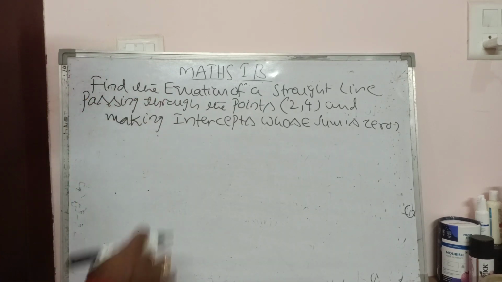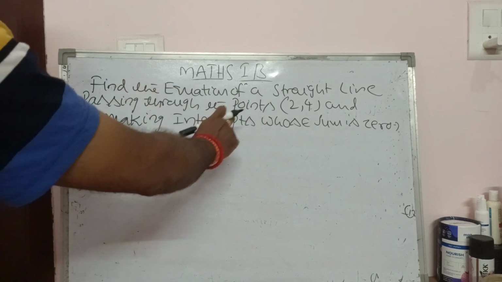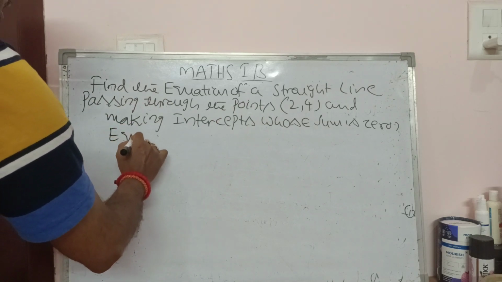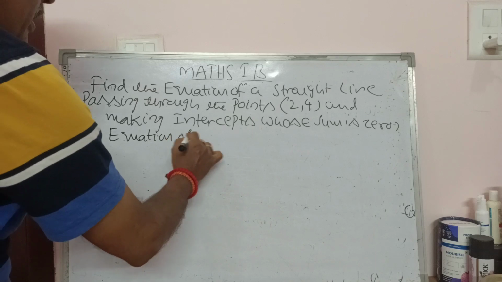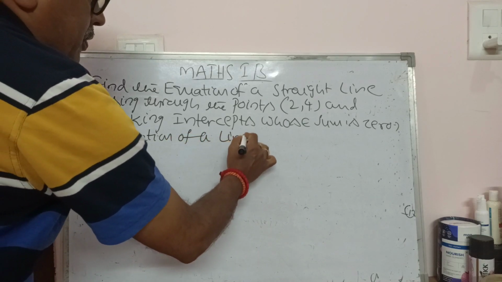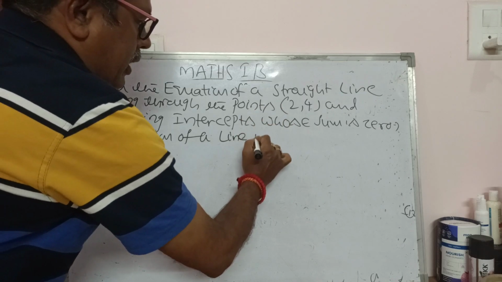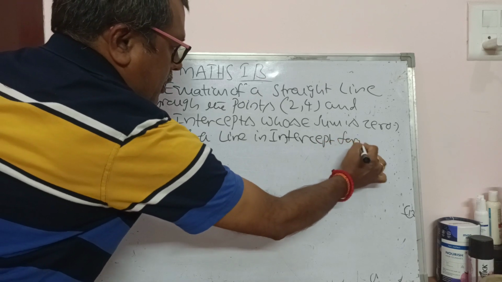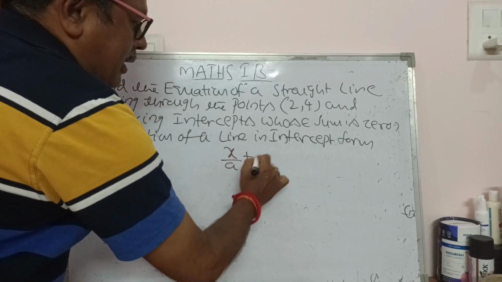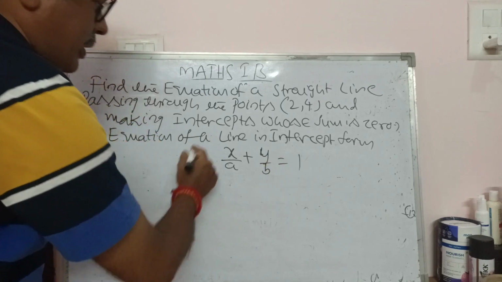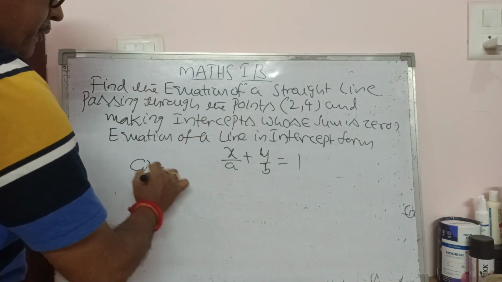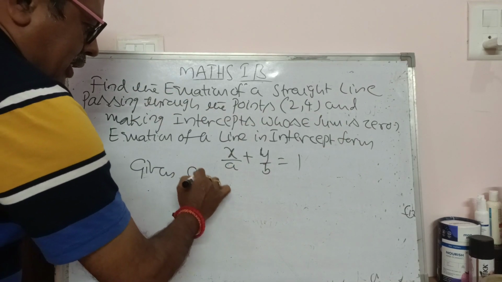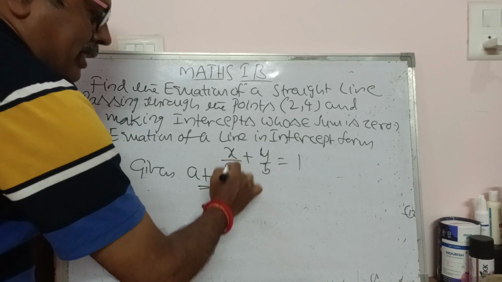Find the equation of a straight line passing through the point (minus 2, 4) and making intercepts whose sum is 0. So here also, this is an equation of a straight line in intercept form. As we have discussed, the equation of a line in intercept form is x by a plus y by b is equal to 1. It is given that the sum of the intercepts is 0. That means a plus b is equal to 0.